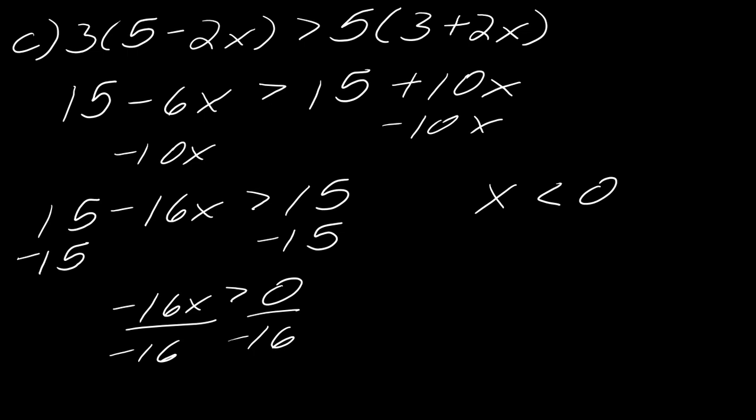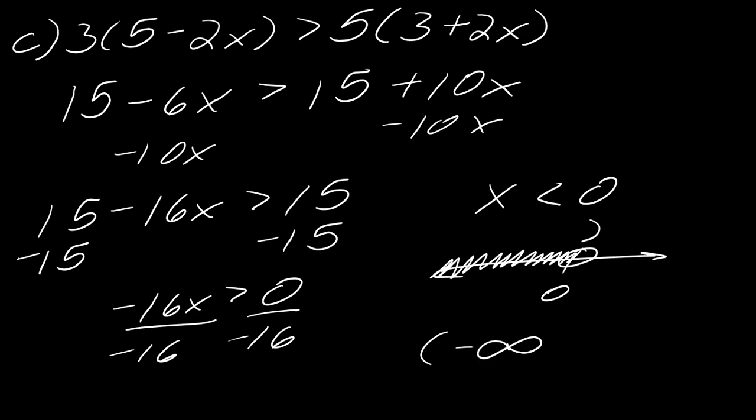And so now I can do my number line. So I'm going to go this direction. And I can use either the open dot or the rounded bracket, either way. And then my interval notation, I start at negative infinity and I go to 0.